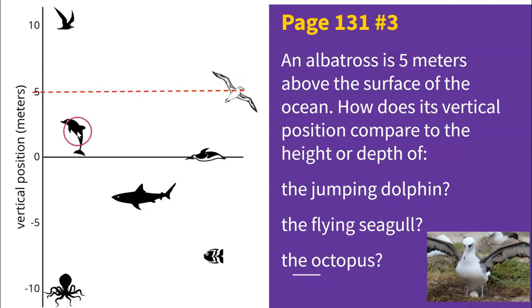And how does it compare to the dolphin? So how far apart are the dolphin and the albatross? The dolphin was at +3, the albatross is at +5. How far apart are they? You're going to find the distance of the albatross compared to the seagull, and you're going to find the distance of the albatross compared to the octopus, and you're going to write those in your book.